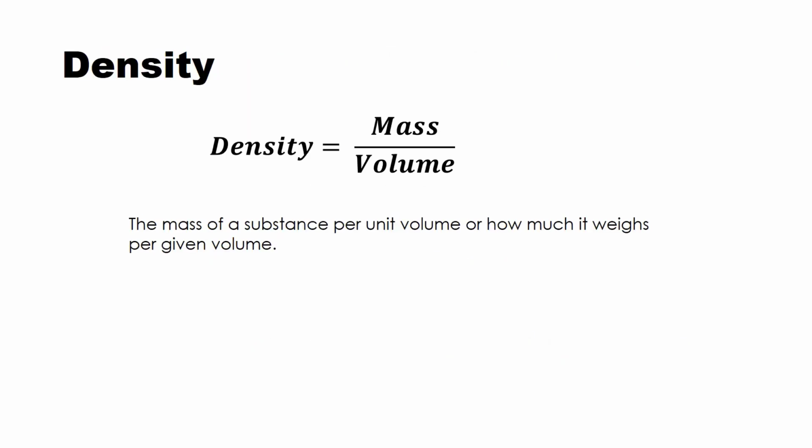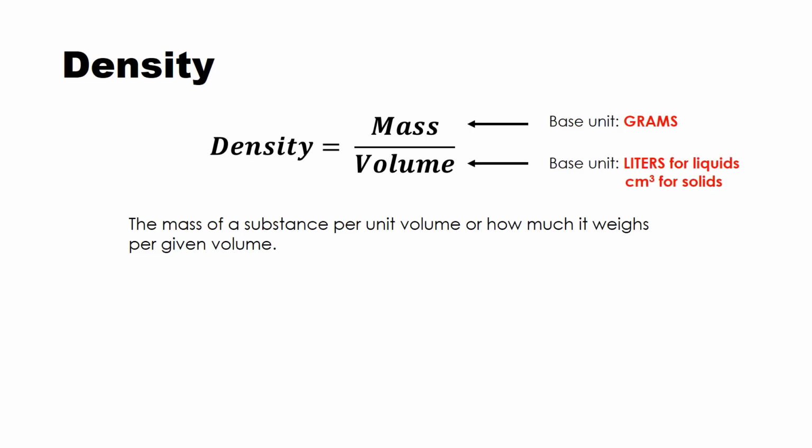Okay, density. You've seen density before, probably in elementary school. So density equals mass divided by volume. It's basically the mass of a substance per unit volume. It's a ratio of the mass to volume in a substance. Typically, the base unit in this class, we're going to use grams as our mass. The volume could be liters, could be milliliters, or centimeters cubed, which is the exact same thing.